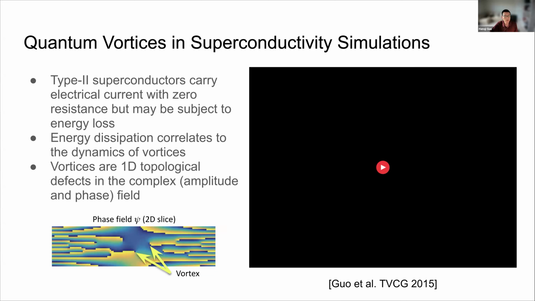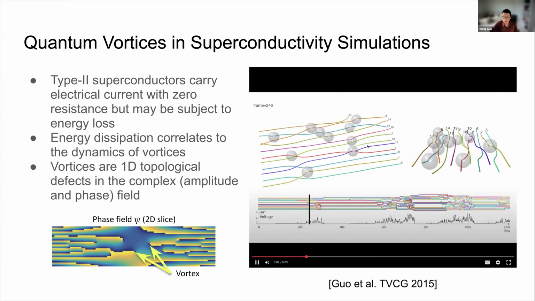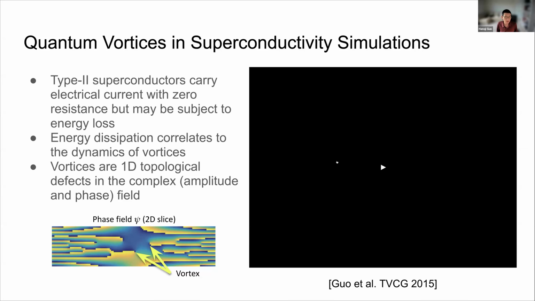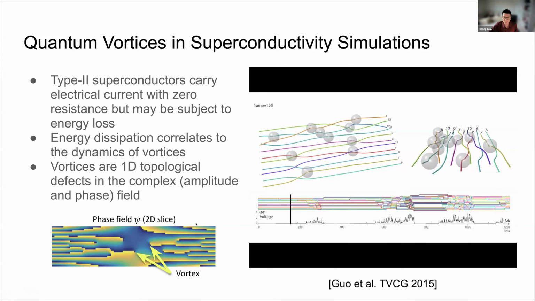So basically, scientists are devoted to optimizing superconducting materials that can carry electrical current with zero resistance, but still this type of material is subject to energy loss. This energy dissipation correlates to the dynamics of a feature called vortices. If we look at this animation, we can see a lot of these curves moving. Mathematically, they are one-dimensional topological defects in a complex field. Apologies for the terminology, a lot of jargon.